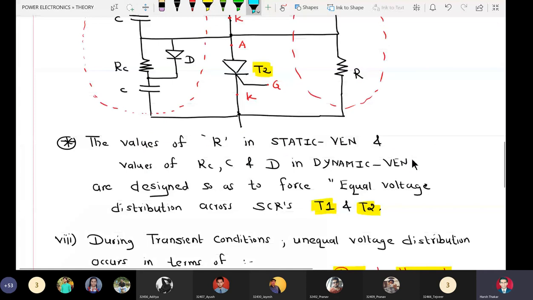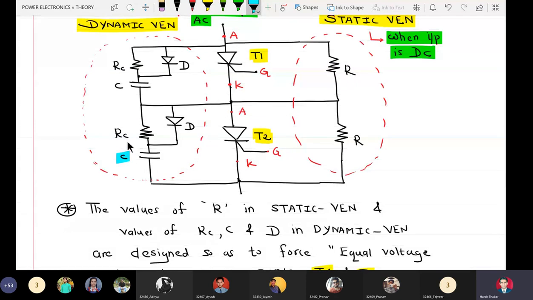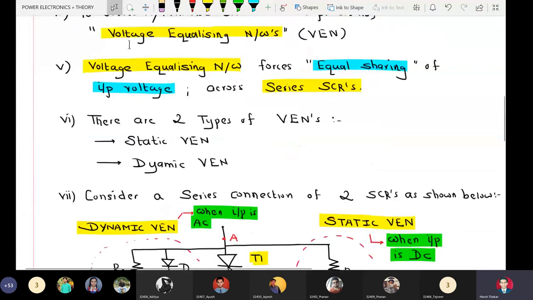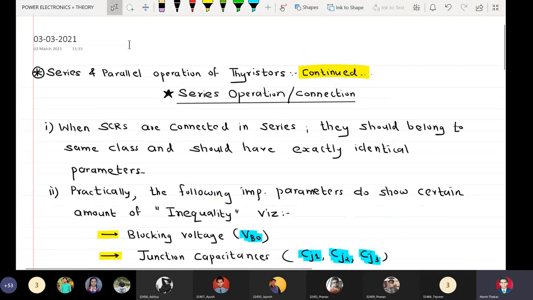So this was all about how to solve the problem of unequal voltage distribution in series operation. Now we go on to parallel operation or connection of SCRs.